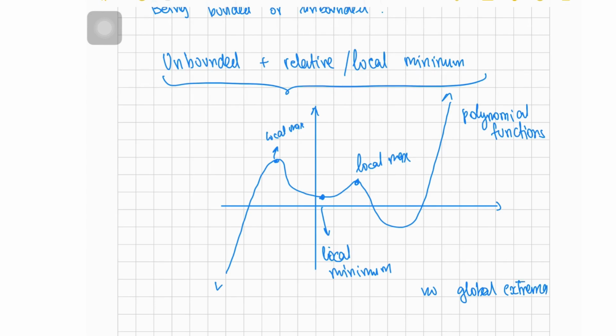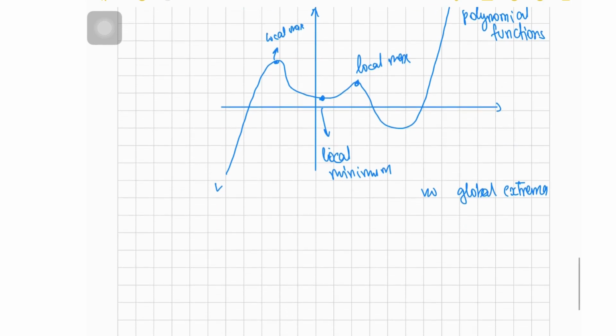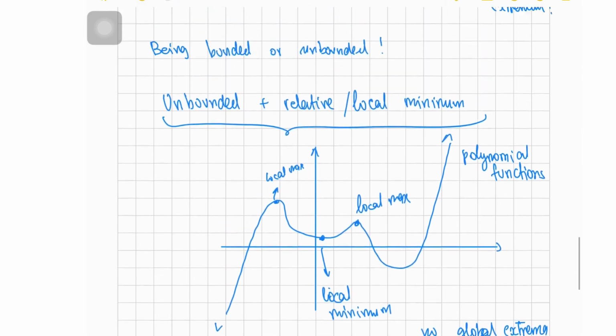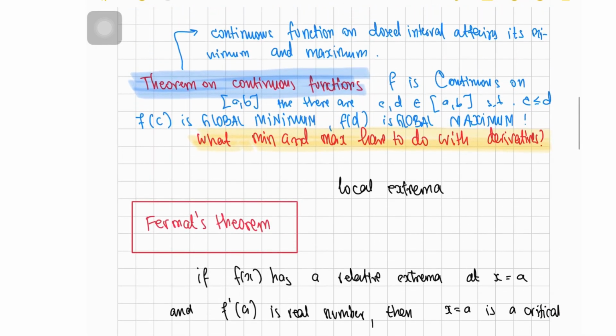This is what I meant at the beginning, speaking about unbounded. The function also doesn't need to be continuous, but it can still have extrema. You can think about that when you come back to the theorem on continuous functions. So the function can still have a minimum and maximum, but it doesn't need to be continuous on the closed interval.